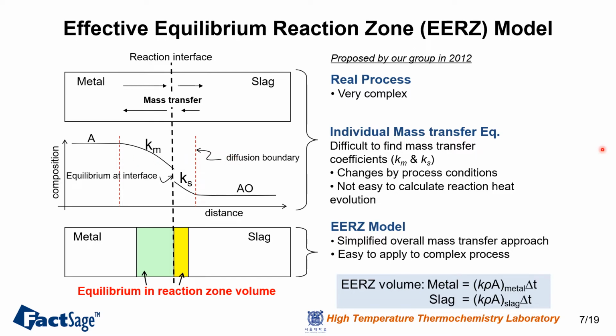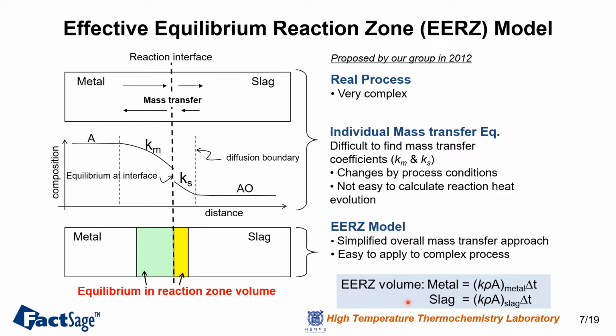So in the classical approach, this reaction kinetics was expressed by the mass transfer equations. In the real plant, however, we have to deal with many steel components and slag components simultaneously. So it is very difficult to solve the mass transfer equation for each element. In the effective equilibrium reaction zone model, we assume an overall mass transfer coefficient concept.